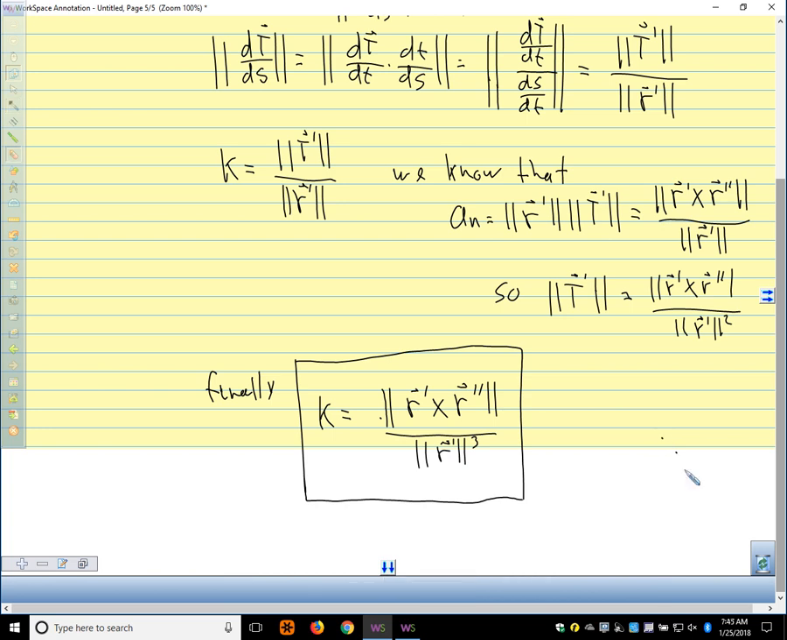Is that r double prime on the bottom or just r prime, because we have all these r primes in the denominators here? Yes, it's easier to do that last equation than the one a couple steps before, calculating T prime. Well, remember, T is r prime over the magnitude of r prime. So to find T prime, you have that quotient, so you'd use the quotient rule.